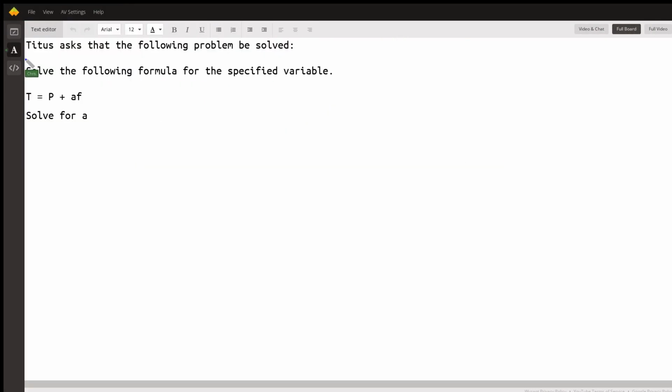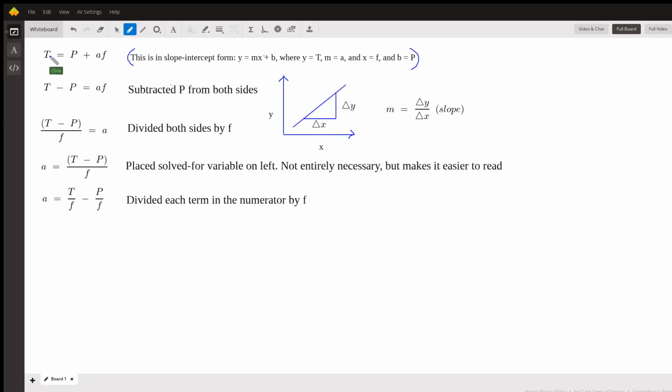Hi, everyone. We've got a student by the name of Titus, presumably a student, who asked that the following problem be solved. The problem is this. We have an equation, and we want to solve for A. Going over to this screen here, we've got that equation again, T equals P plus AF.